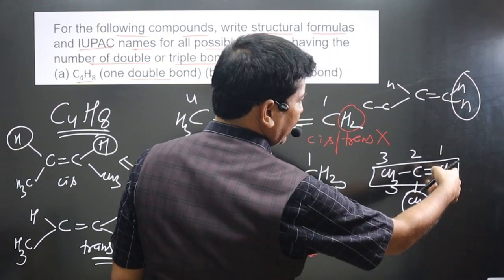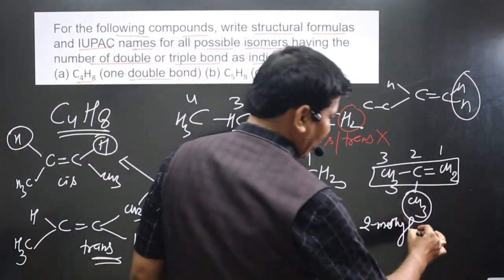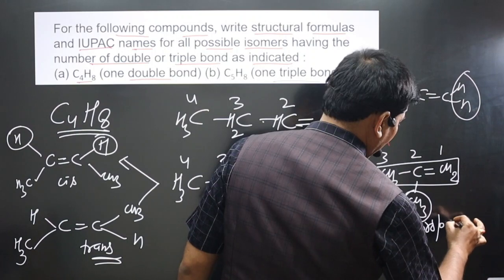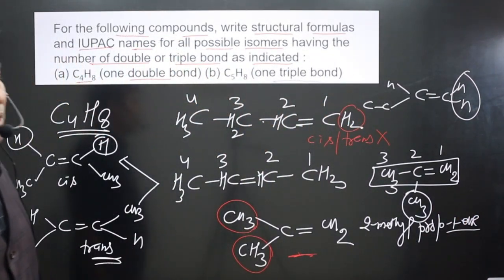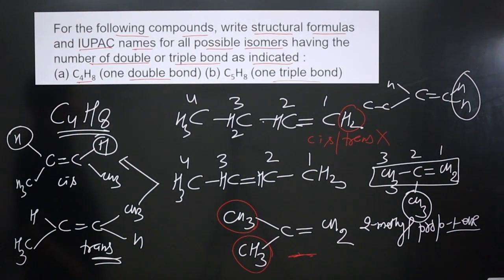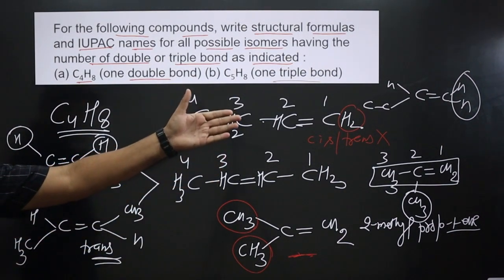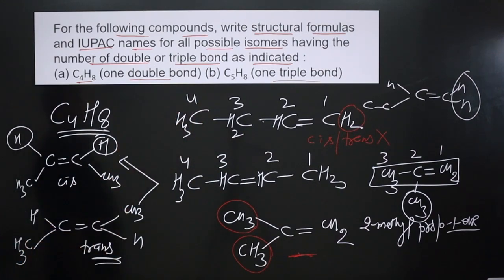In the parent chain, how many carbons are there? 3. So we can mention prop, and 1 ene is there: prop 1 ene. 2 methyl prop 1 ene. Propene also can be mentioned because at the terminal carbon the double bond is present. So the first compound is done.